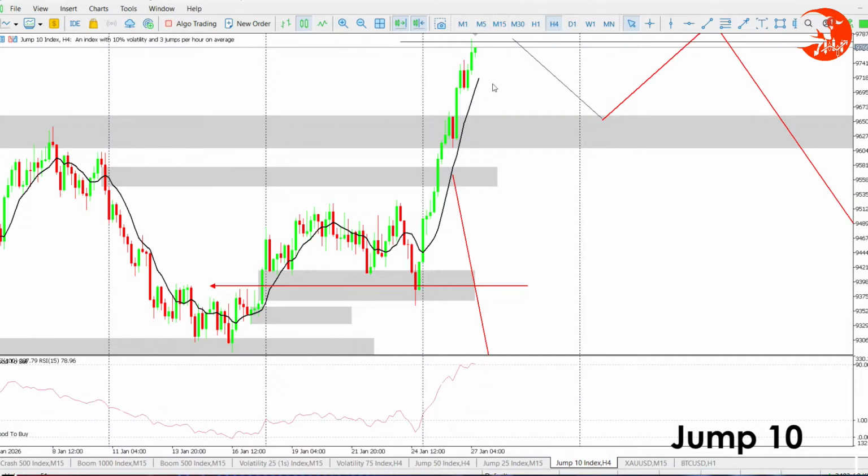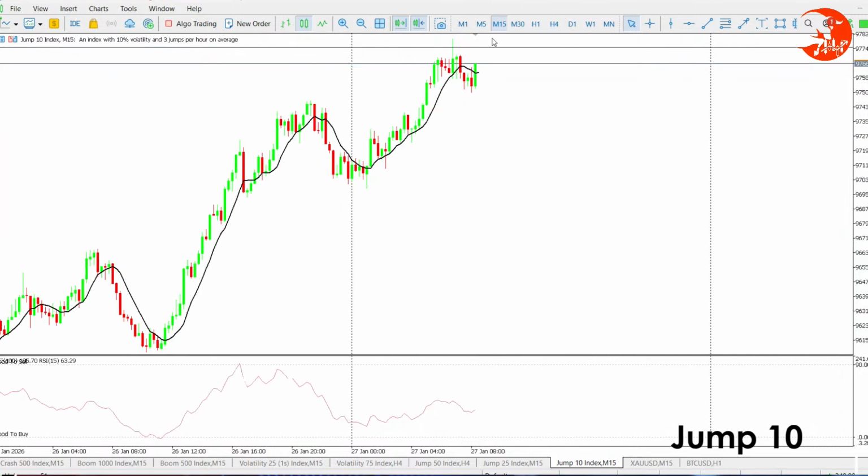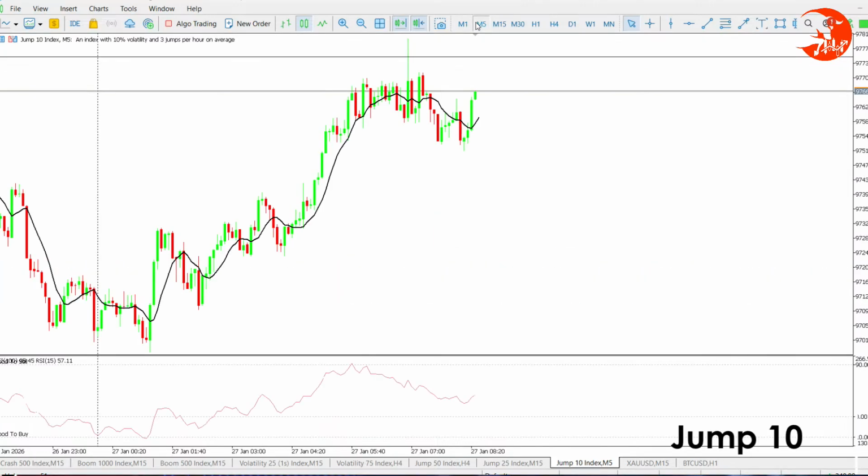We need to wait on H4. Any reversal signal we see on H4, we are in for the sell. We are in for the sell. Until then, don't even try to force any entries.